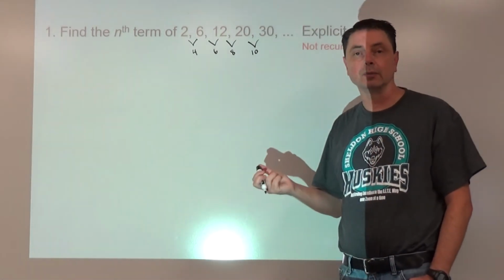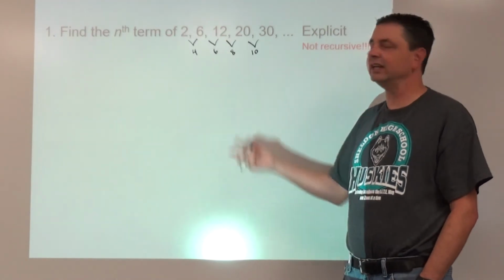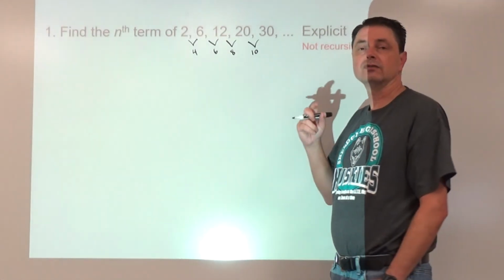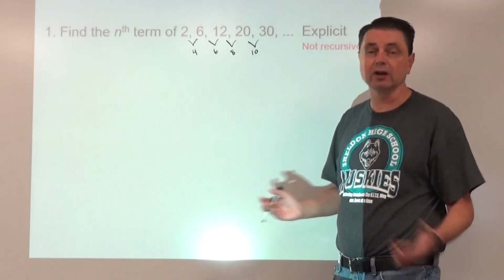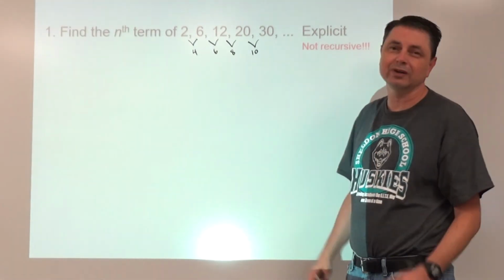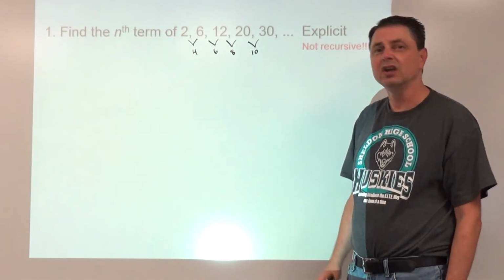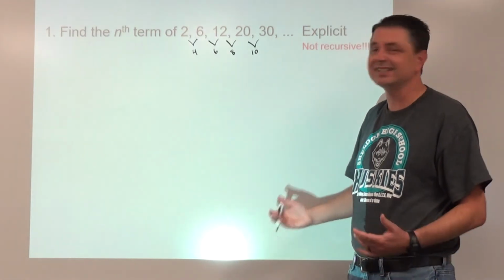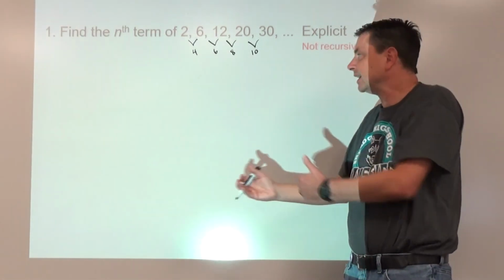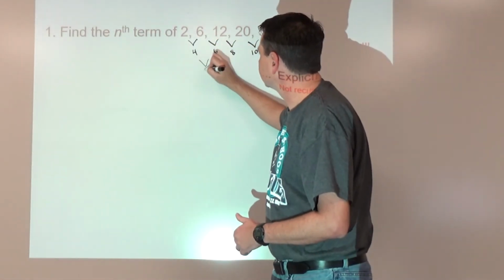If it was the same number, this would be a linear function, and in fact, it would be an arithmetic sequence. So that one would be an easy one for us to figure out. We could have probably figured out the pattern before, but it's not. So let's take a look at second differences.